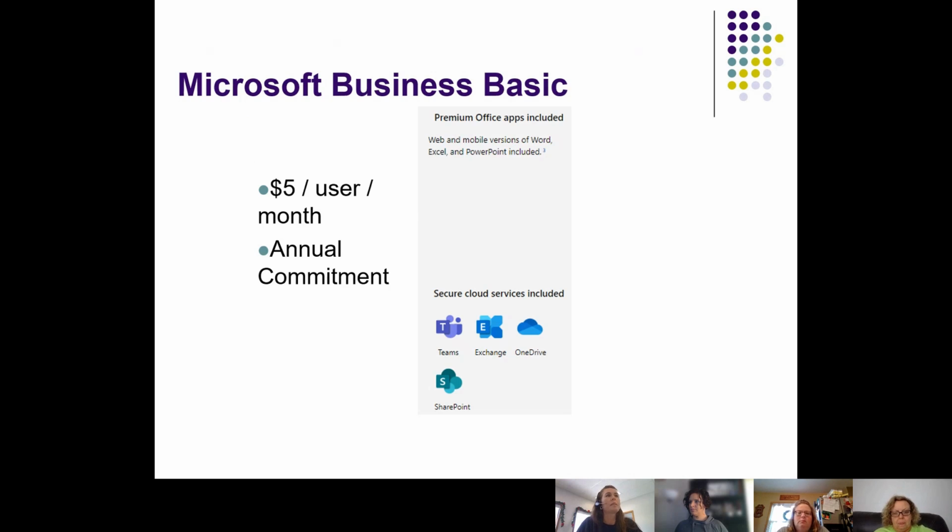On the business basic plan, it is $5 per month per user, and it is an annual commitment. It's going to come with the web and mobile versions of Word, Excel, and PowerPoint. And then it also has Teams, Exchange, OneDrive, and SharePoint included with it. So this is best for businesses that need easy remote solutions. So that's where Microsoft Teams comes into play, that secure cloud storage, and Office Online. This does not include the desktop versions.